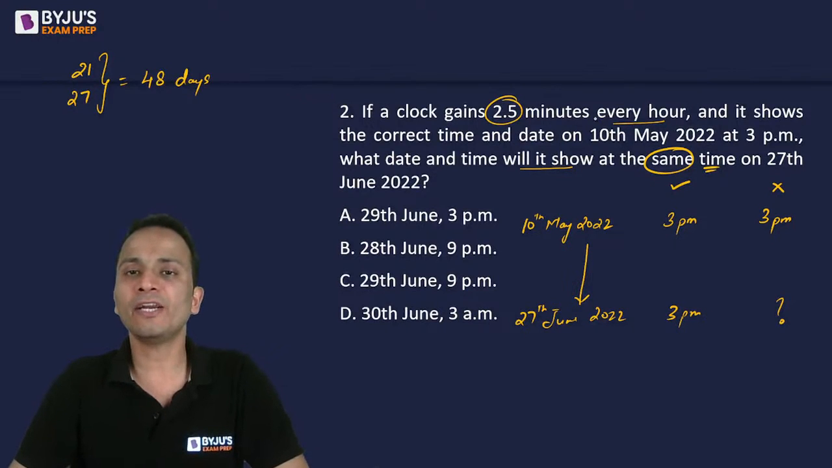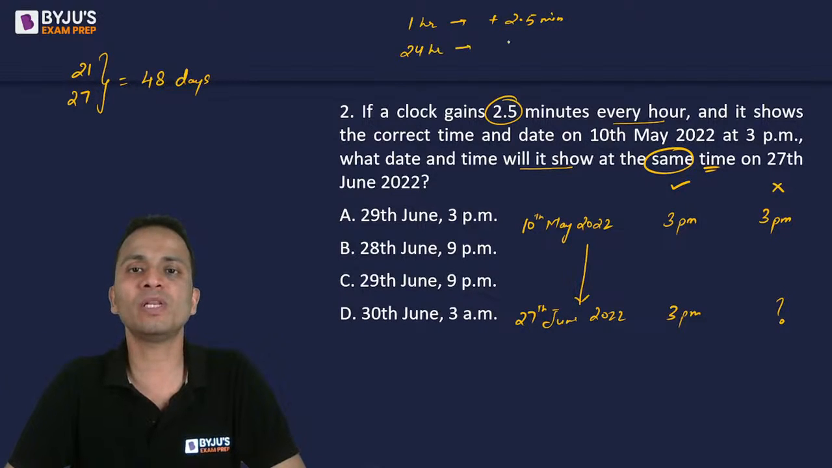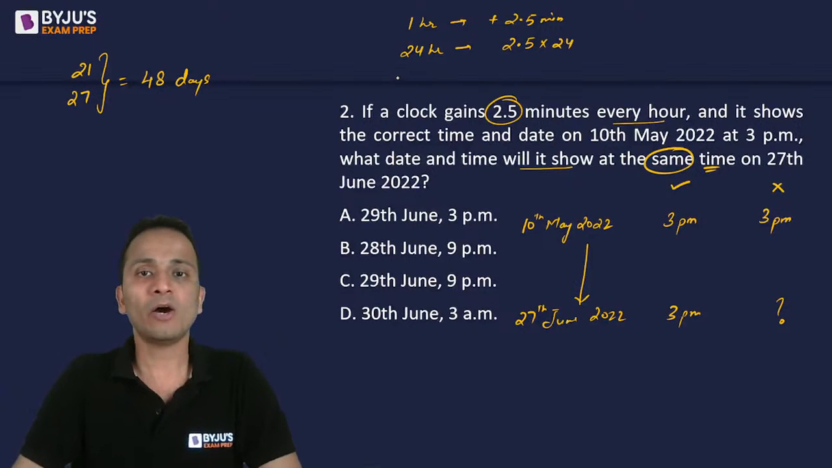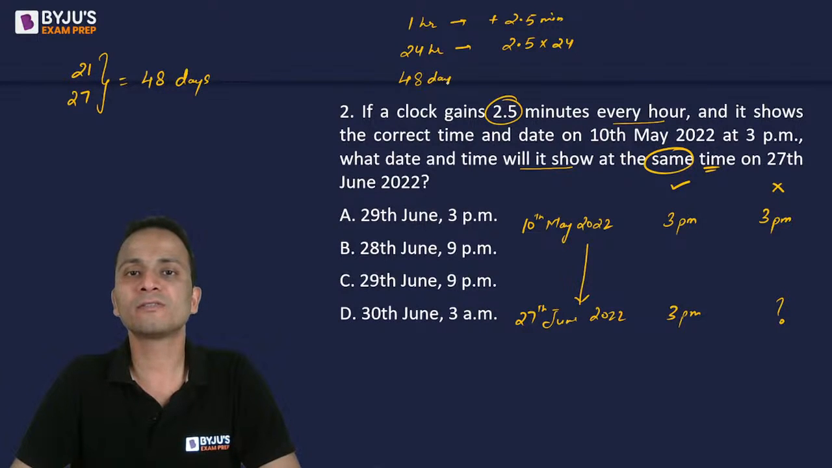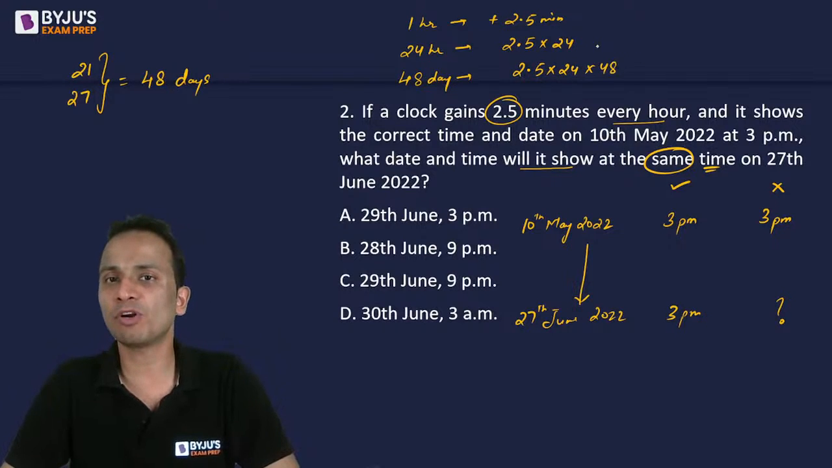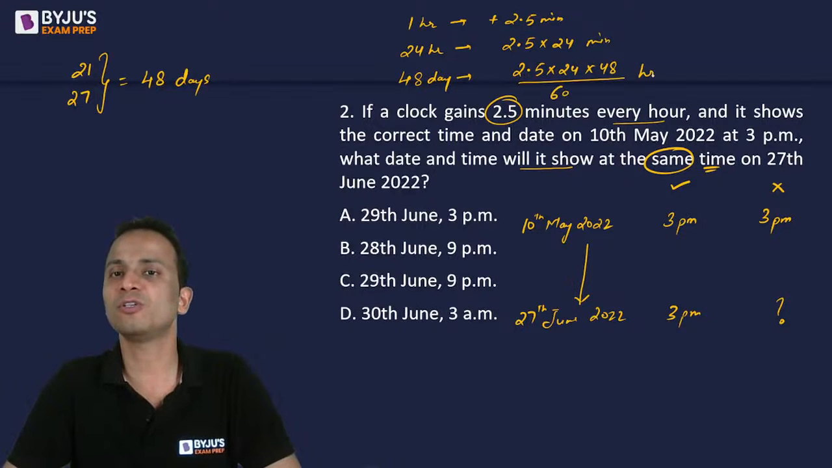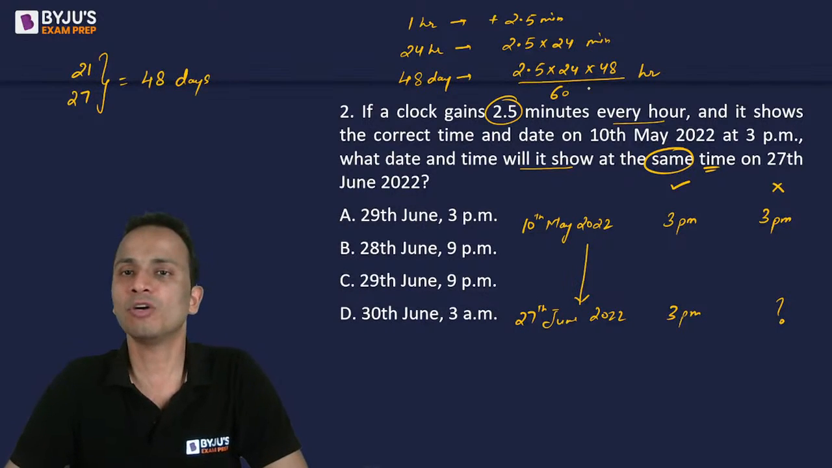Now the clock is gaining at a rate of 2.5 minutes every hour. So in 1 hour, the clock gains 2.5 minutes. In one complete day, that means in 24 hours, it will gain 2.5 multiplied by 24. Now in 48 days, it will gain 2.5 multiplied by 24 into 48, and this is the number of minutes. To convert it into hours, I'll divide it by 60.